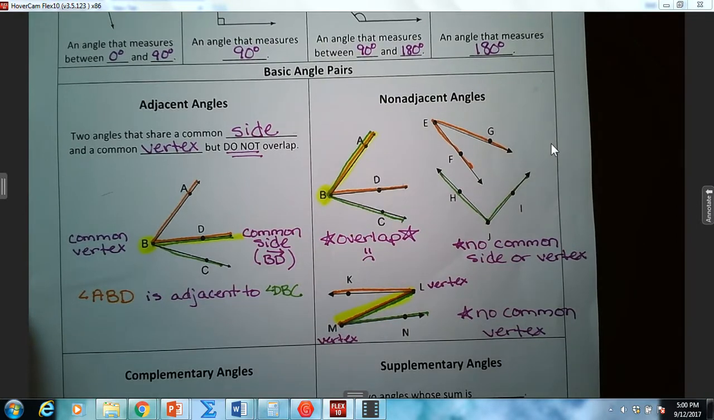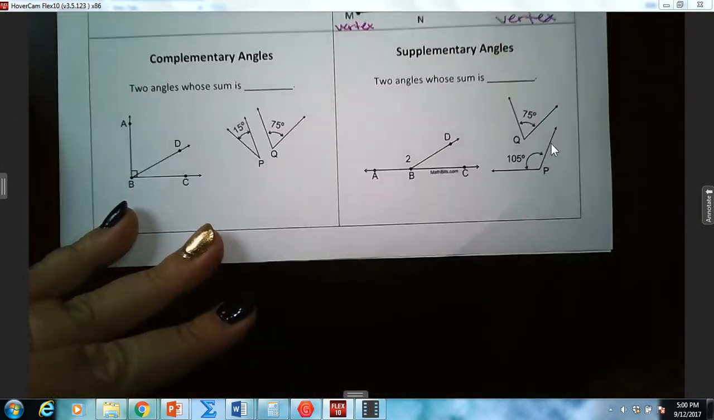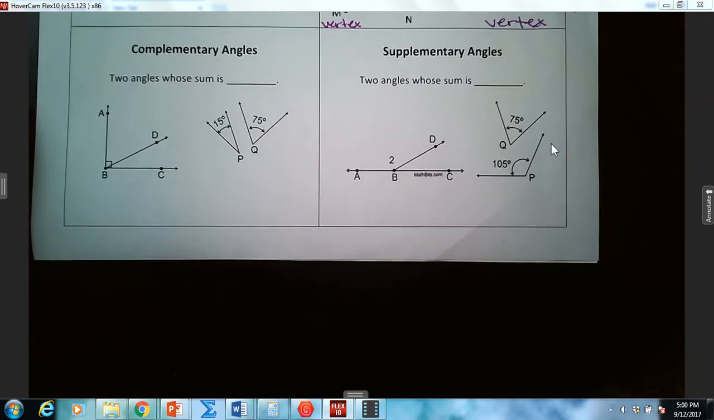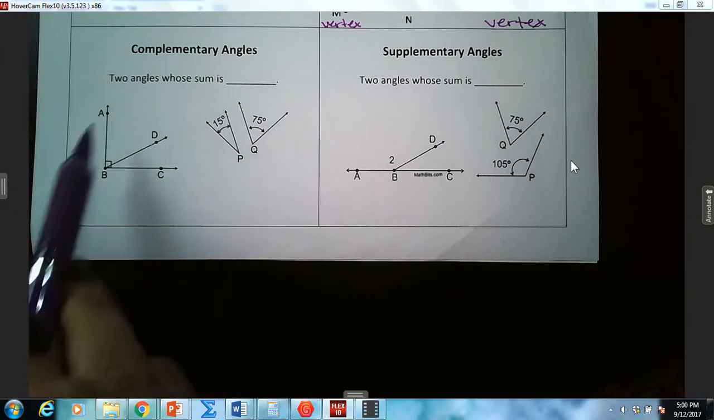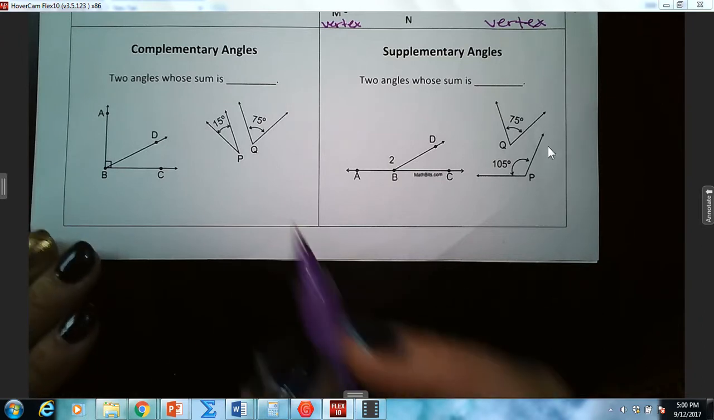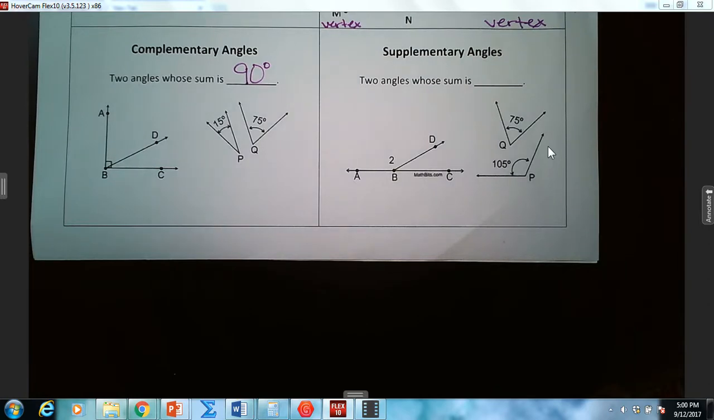Whew. Okay. Our next concepts are maybe something you've seen before. We've got complementary and supplementary angles. You may remember the definition, or you may be able to take a look at the picture and get a good idea. Complementary angles are two angles whose sum is, take a look at this picture or do a little mental math and you'll come up with that blank, whose sum is 90 degrees. Complementary angles are two angles whose sum is 90 degrees.